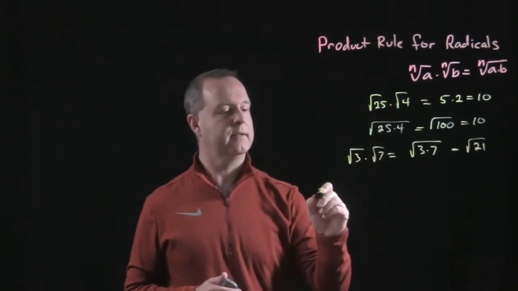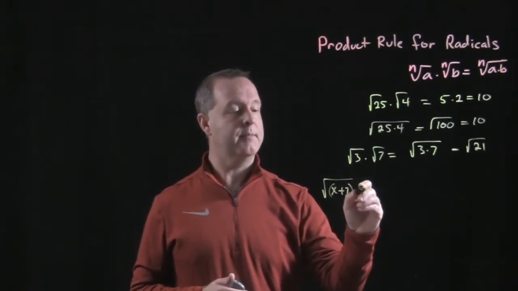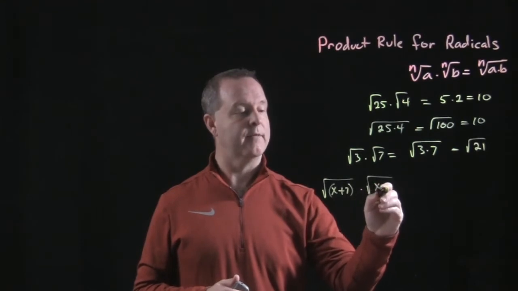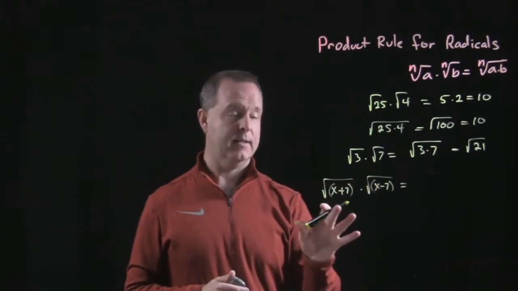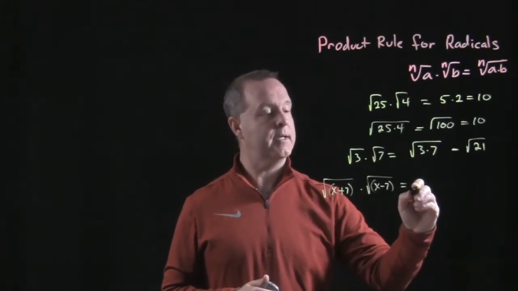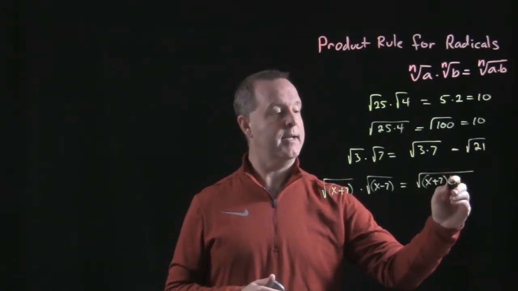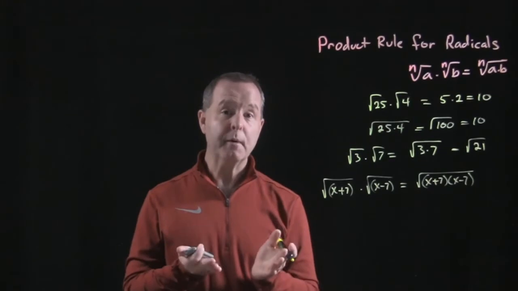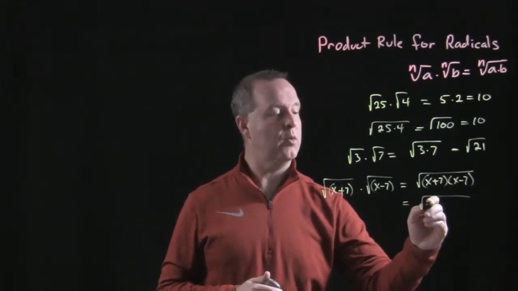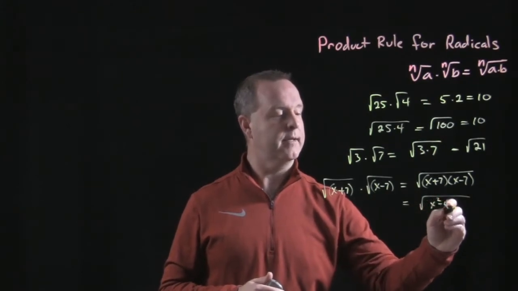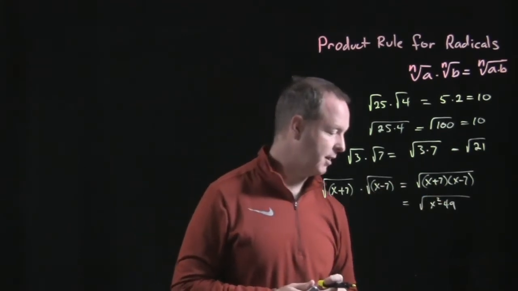Let's look at if I had the square root of x plus 7 times the square root of x minus 7. I have the same indexes, so I can multiply the insides. So this becomes the square root of x plus 7 times x minus 7. And then if you prefer, because I do, let's rewrite that as the square root of x squared minus 49, since we know that that's a difference of two squares, we can rewrite it in that form.